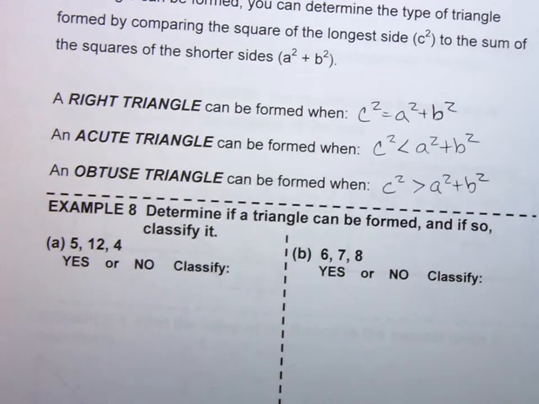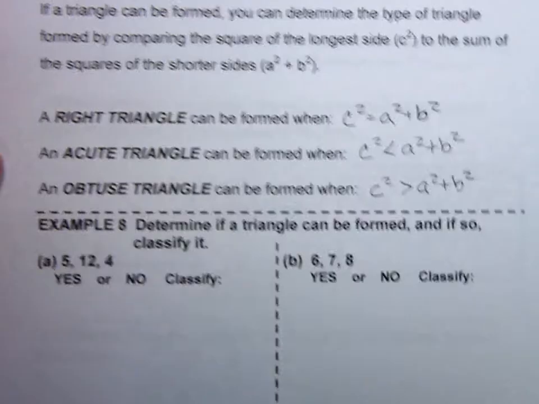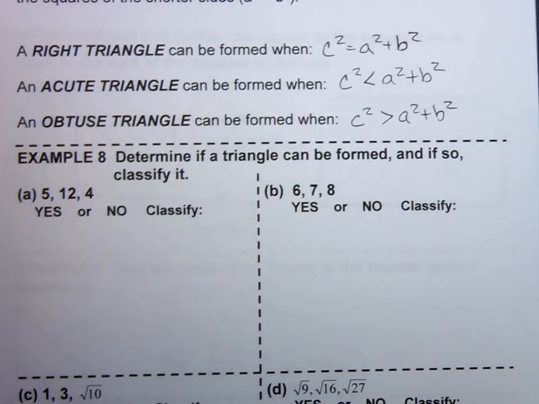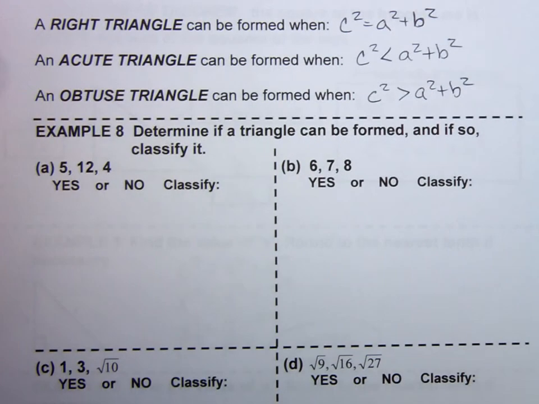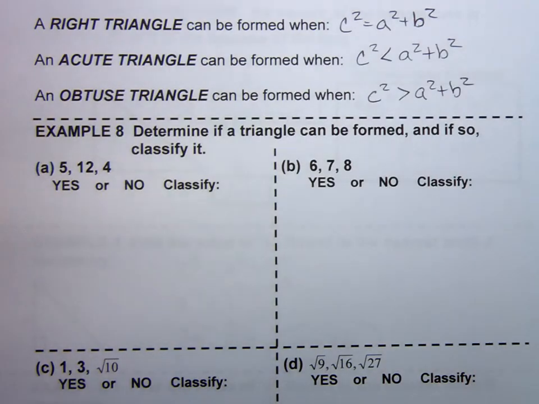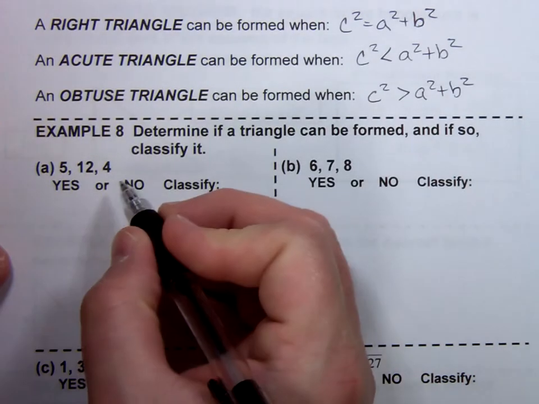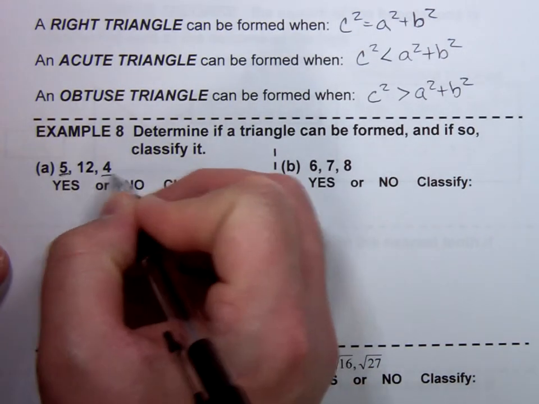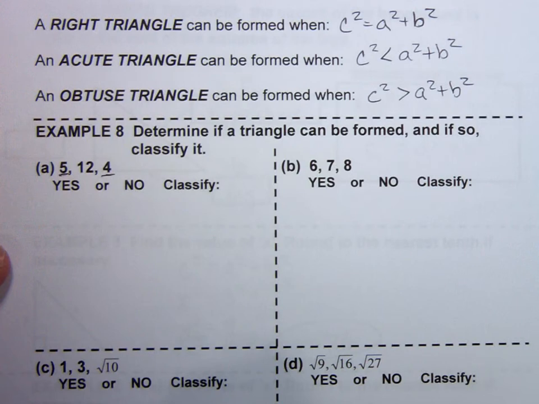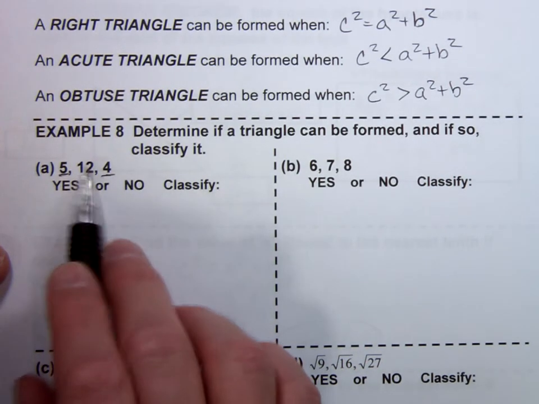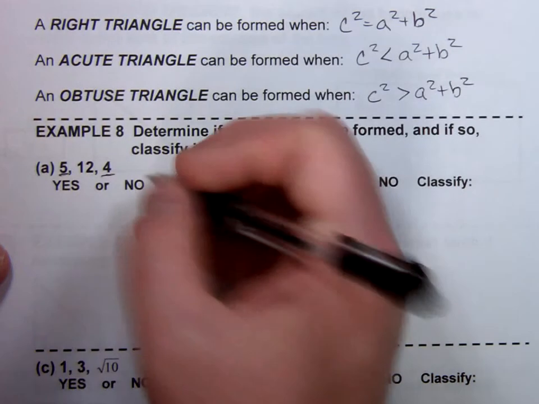Alright, hopefully that made sense. Let's look at example 8. Determine if a triangle can be formed, and if so, classify it. So we're going to say whether it's acute, obtuse, or right. So first we've got to check and make sure it can make a triangle. So we need to add the two smallest sides together. 5 and 4 are the two smallest. 5 and 4 add up to 9. That is not greater than 12. The sum of the two smallest has to be greater than the longest. So you cannot even make a triangle here.